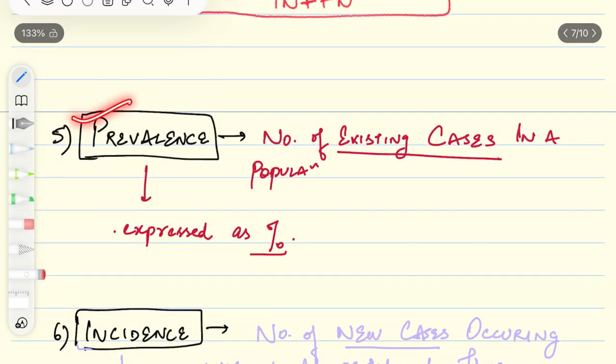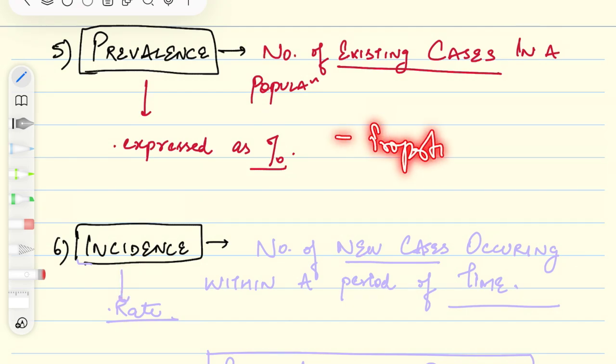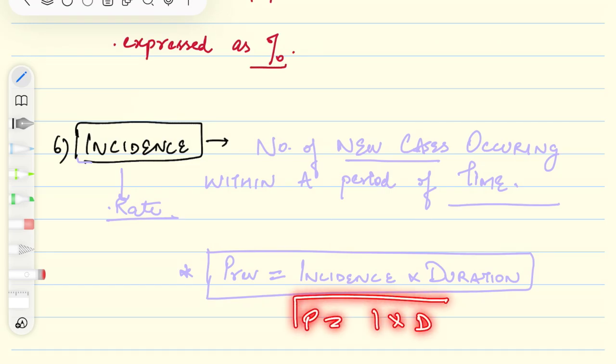Now let's move on to prevalence. What is prevalence? Prevalence is the total number of existing cases in a population, which includes new cases and previous cases, and it is expressed as a percentage. Now what is incidence? Incidence is the number of new cases occurring within a period of time in the given area. It is a type of rate, and prevalence is a proportion. Therefore prevalence is expressed as a percentage, and incidence is a type of rate. And all of you know that prevalence is equal to incidence into duration. P is equal to I into D. Please remember this formula.